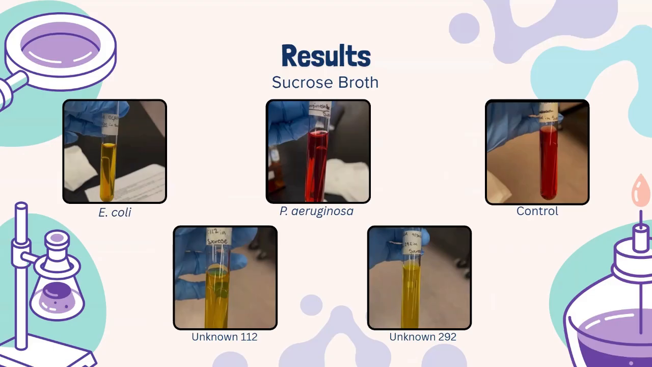Our E. coli appears to be a yellow color with a red Durham tube on the inside. I'm pretty sure that's supposed to be gas buildup, but for some reason it turned a red color, because E. coli is a strong fermenter of all the three sugars that we've mentioned. Our P. aeruginosa is red because, as we said, it's a non-fermenter. Our control is red because it's our control. Both our unknown 112 and our 292 appear to be yellow, but the 292 has a bubble inside of the Durham tube, meaning it's a strong fermenter of sucrose and lactose.